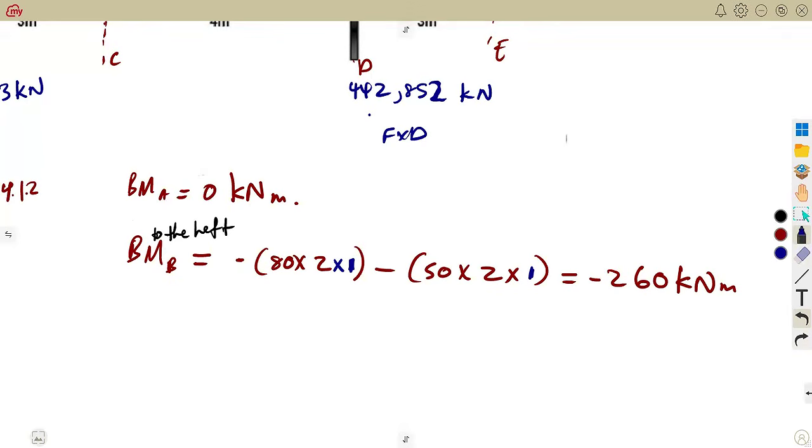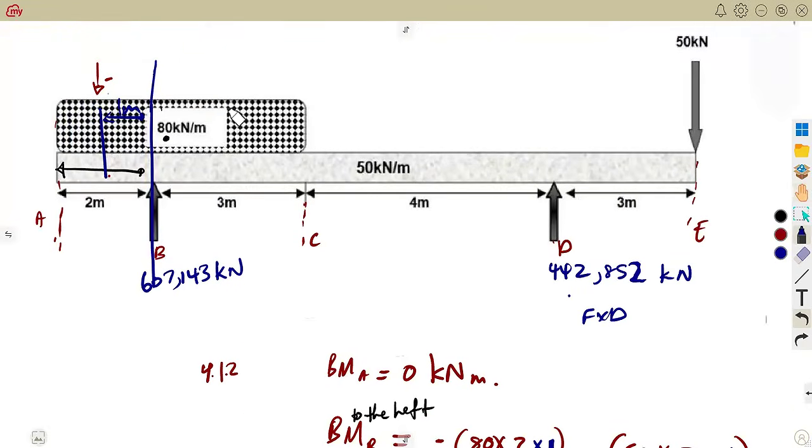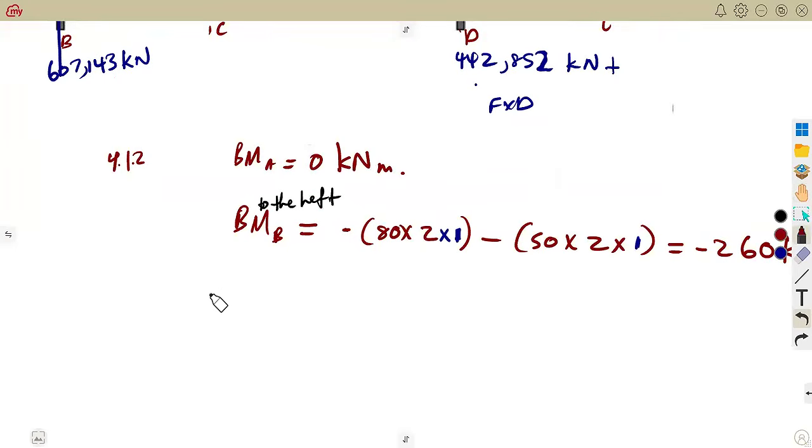So guys, you can also consider from the right side, you do the same thing, meaning to say this 80, it is covered for what? For 3 meters. So it will be 80 times 3 times 1.5, the distance back to B. You do the same thing for the 50. Then you also take this one, everything, knowing that they are having a negative and there's a support there, which is having a positive. So you have to add it, force times distance back to what? Back to D. So guys, it's up to you to do that. All right, so let's move on to another one.